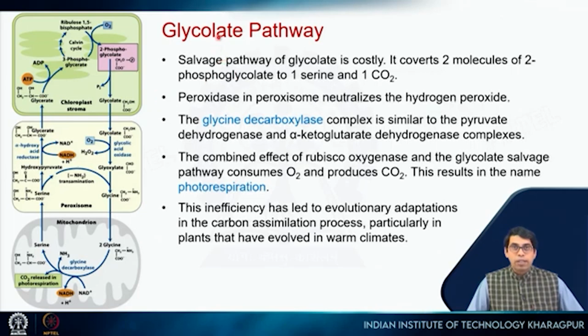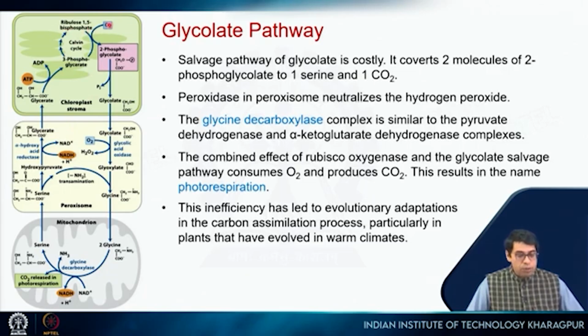and the salvage pathway is called the glycolate pathway. So, this salvage pathway of glycolate is costly. It converts 2 molecules of 2-phosphoglycolate to 1 molecule of serine and 1 molecule of carbon dioxide. So, 2 molecules of phosphoglycolate means 4 carbons, serine has 3 carbons, and the remaining carbon goes out as carbon dioxide, okay, which will again be captured by the Rubisco to do its fixation. Now, the hydrogen peroxide that is produced, so we will see hydrogen peroxide is produced here. It is neutralized by peroxidase enzymes in the peroxisome. Okay. So, let us look at the reaction.